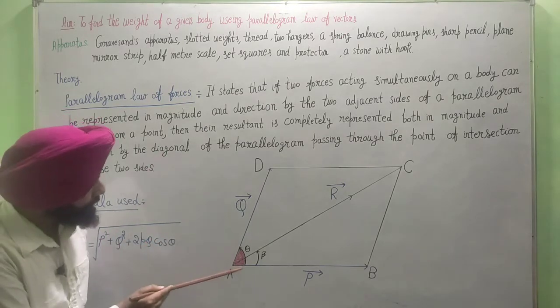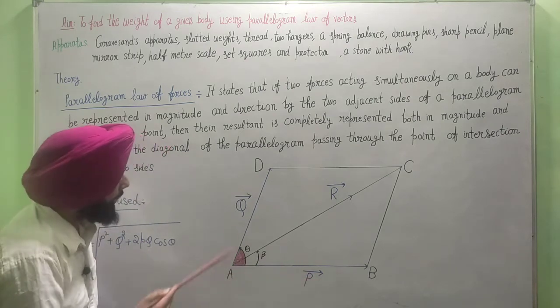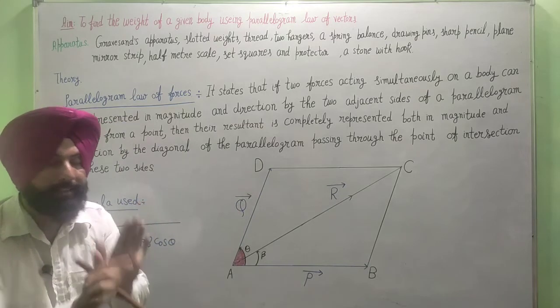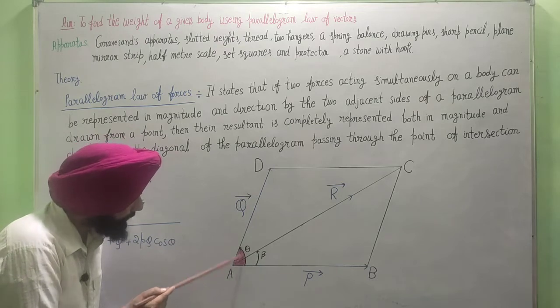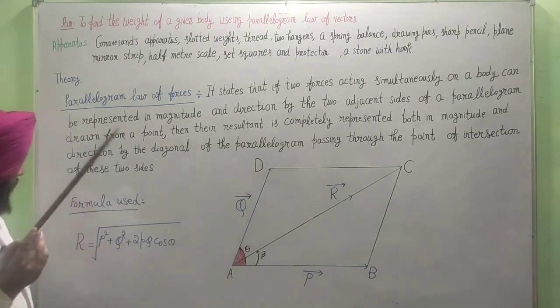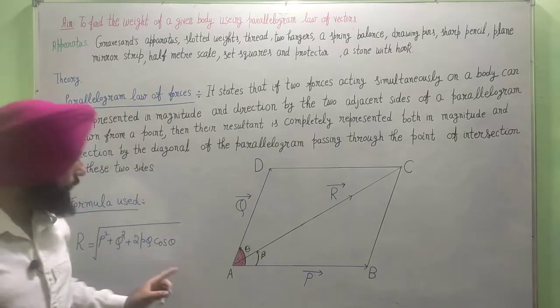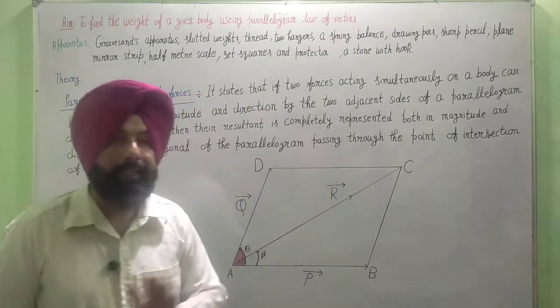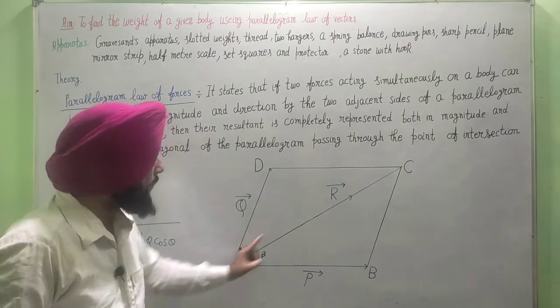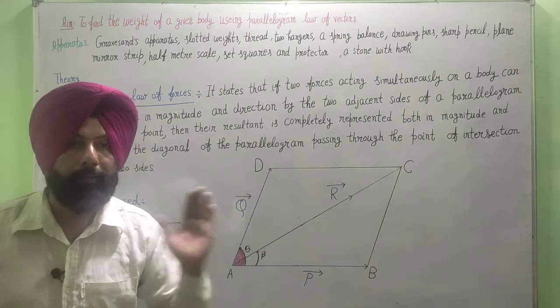Now what is cos theta? It is the angle between AB and AD, the angle between adjacent sides, which I have represented with red color. Now R equals the square root of P square plus Q square plus 2PQ cos theta. We will use this formula to find the resultant, the diagonal AC of the parallelogram, during the practical.